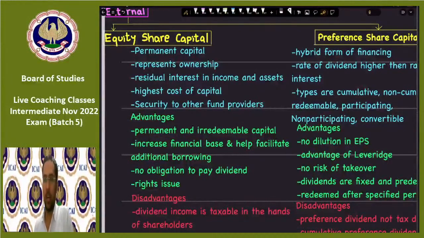If it gives you a greater degree of security, that will facilitate additional borrowing. There is no obligation to pay dividend, and also from the equity shares, you can get additional funds by way of rights issue. I hope you guys are aware of rights issue, correct? Rights issue are the shares that are issued to the existing shareholders at a discounted price as compared to the market. Right? So if you want additional funds, you can raise those funds through rights issue.